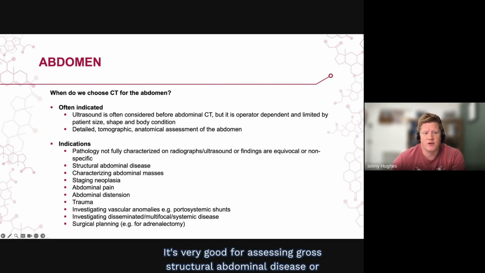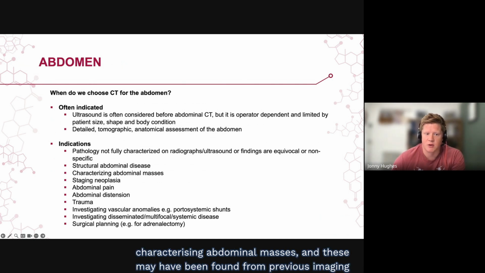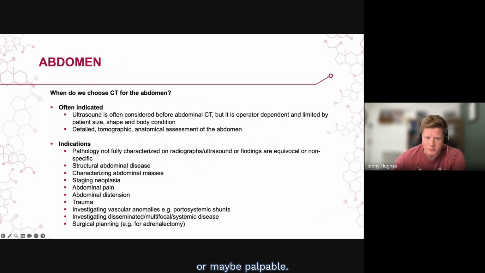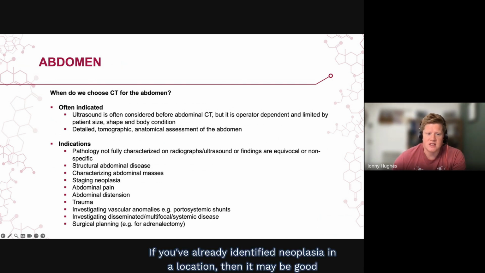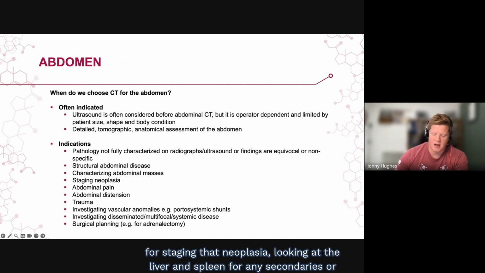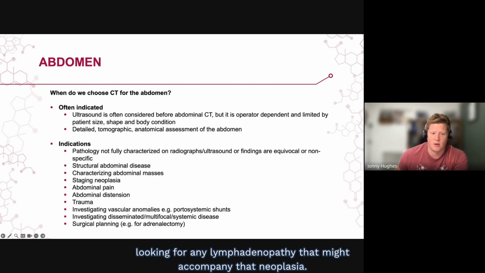It's very good for assessing gross structural abdominal disease or characterizing abdominal masses, and these may have been found from previous imaging or may be palpable. If you've already identified neoplasia in a location, then it may be good for staging that neoplasia, looking at the liver and spleen for any secondaries, or looking for any lymphadenopathy that might accompany that neoplasia.